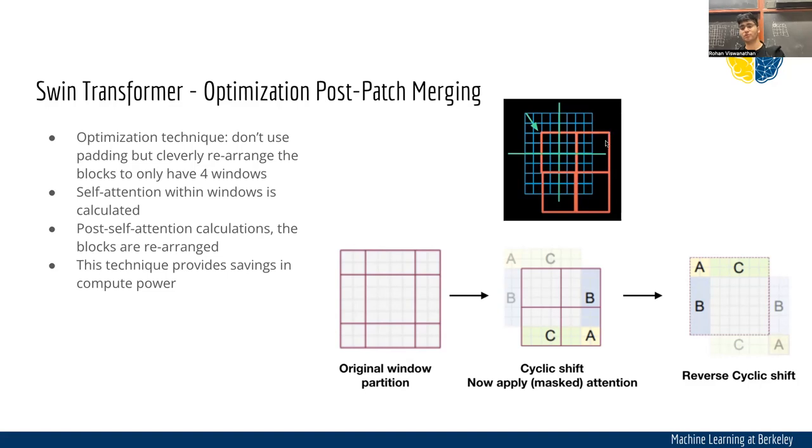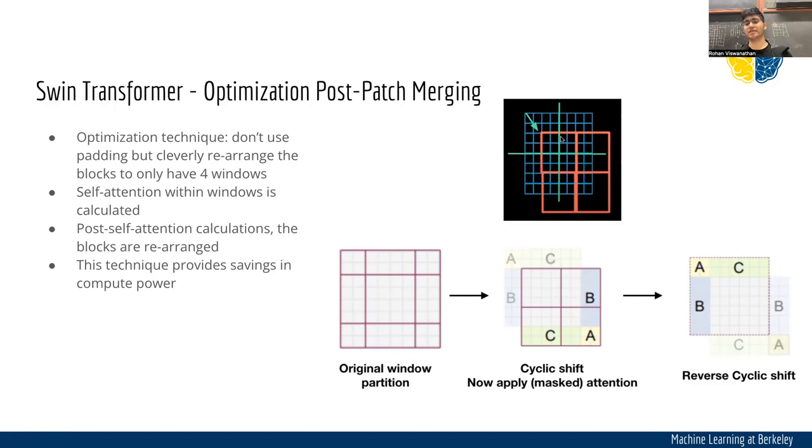The naive solution for this would be to zero pad this, right? Before performing our attention. But the authors of this paper came up with a very creative solution, which is rearranging these blocks to provide savings in compute power. So once we do this shift, if we have an image or a section A, C, and B, by doing something called a cyclic shift, where we move C to here, A to here, and B to here. So moving across the image to now calculate attention within this entire thing. So we don't have to recompute this area of information.